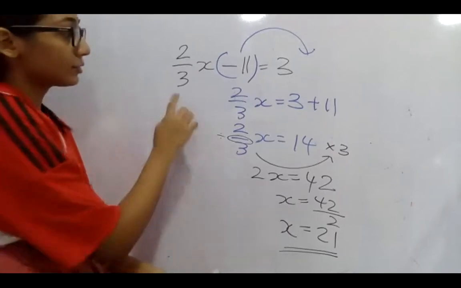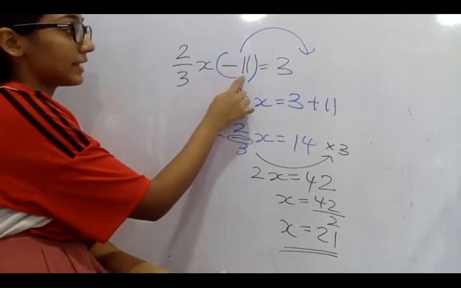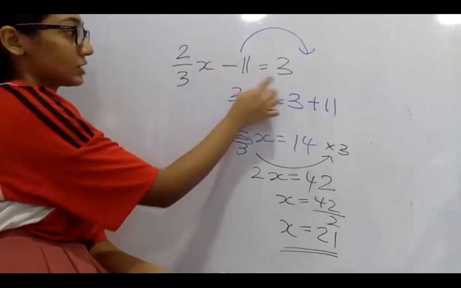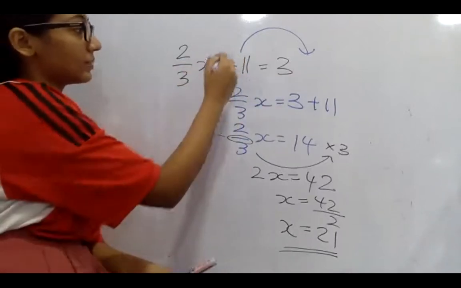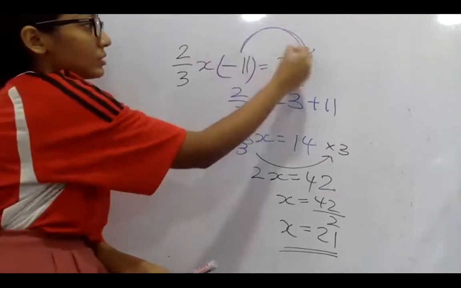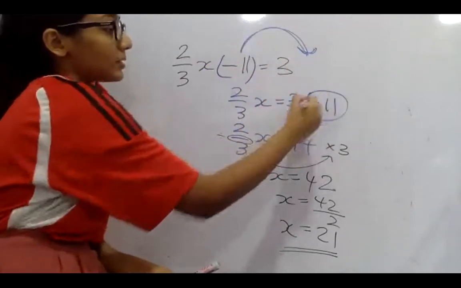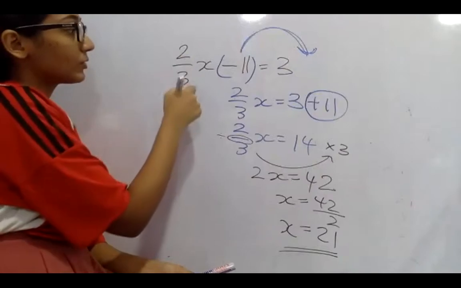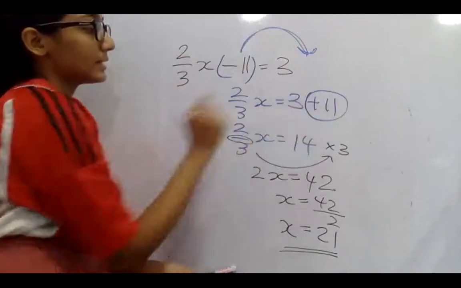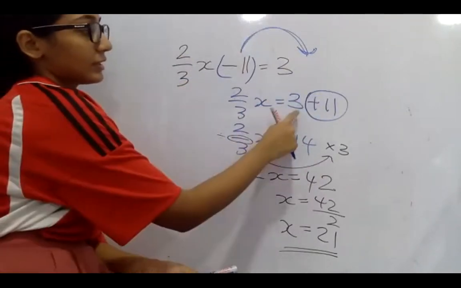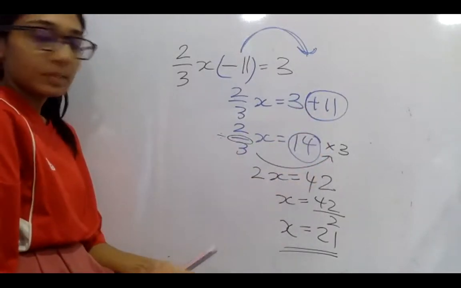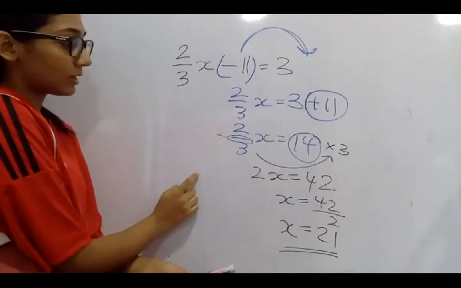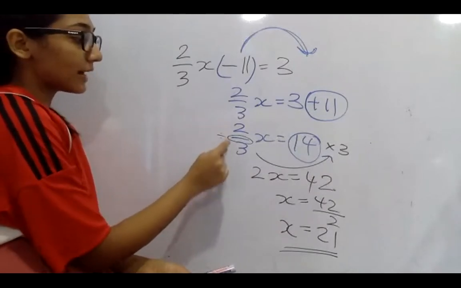I have 2/3x minus 11 equals 3. That's the question. Same thing, I move the numbers to one side first. So I move the negative 11 to this side, it becomes positive 11. So 2/3x equals 3 plus 11. 3 plus 11 equals 14. Then I look at 2/3. 2/3 is the same as 2 divided by 3.